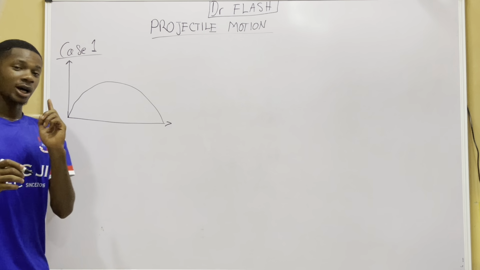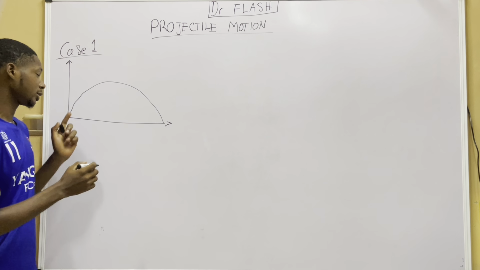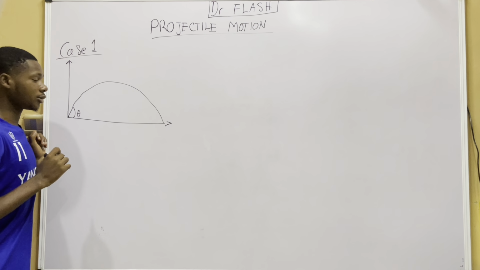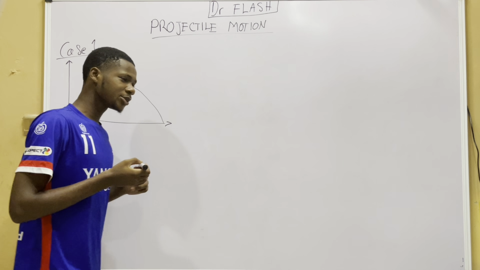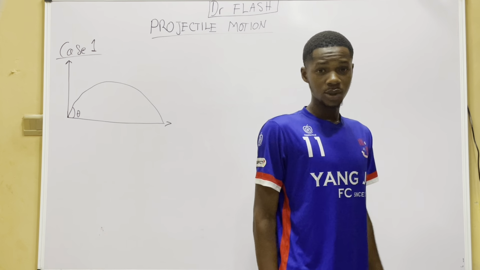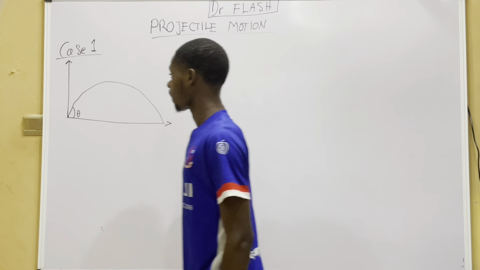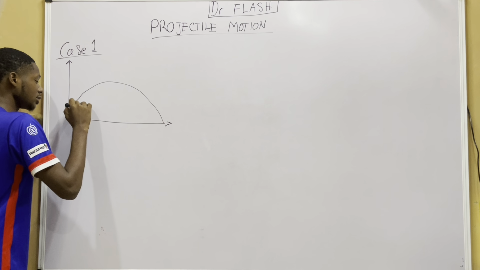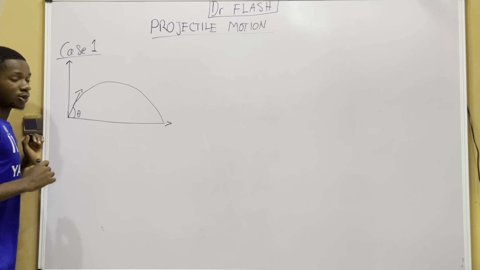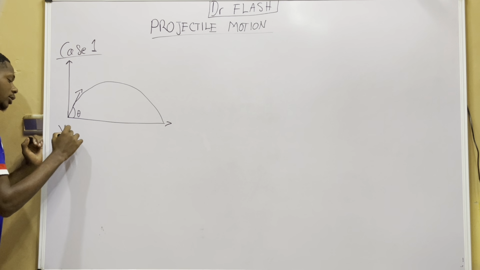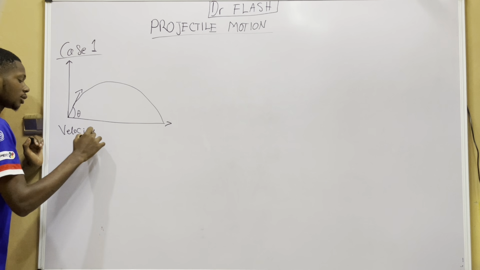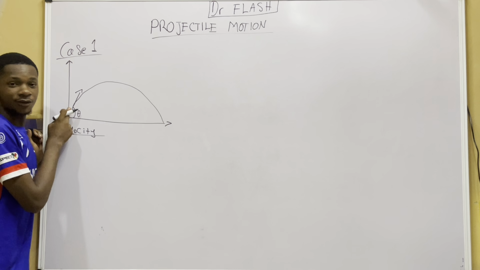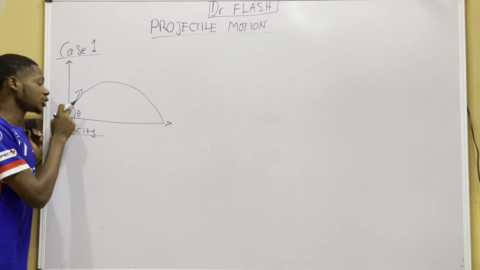Now I just said at an angle to the horizontal or to the vertical. In this case, let's make use of angles in the horizontal. Remember, to project the body, we need to do that with a speed or a velocity. That velocity is what I'm going to call u. We are going to call the velocity u or v, and in this case it is the initial velocity, so it's best to describe it using u.